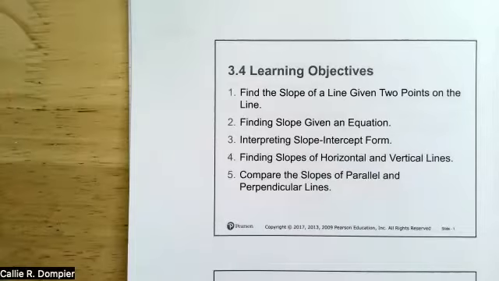We are talking about slope today. We are going to find the slope of a line given 2 points on the line, given an equation, and interpreting slope-intercept form. Horizontal lines and vertical lines are special situations. The slope is often a fraction, but it could just be one number that describes the steepness of a line. We're also going to be comparing two slopes by the end.